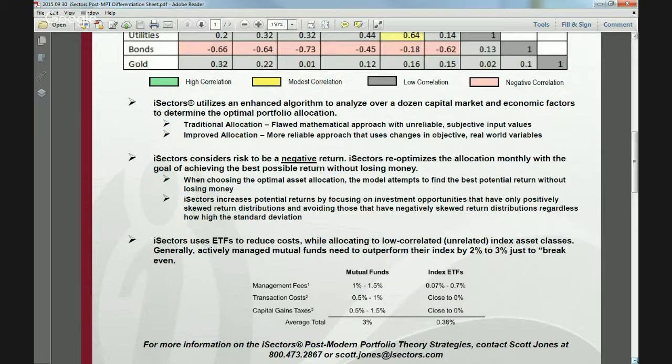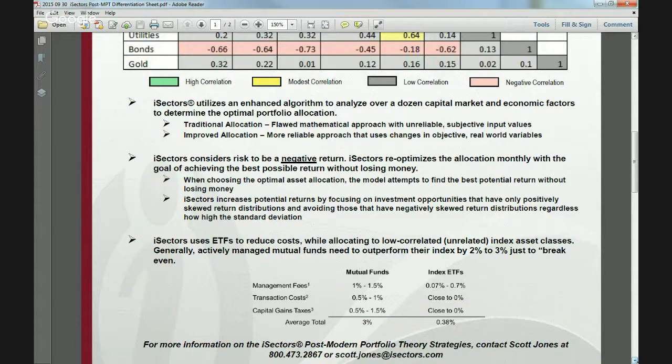The fourth improvement that the model makes is that it reduces your investment vehicle costs. By using ETFs instead of actively managed mutual funds, which traditionally are used in a portfolio allocation, you can reduce your investment vehicle cost by 2 to 3%. And to break down exactly where those cost savings are coming from, you can see that indicated at the bottom of the page here.